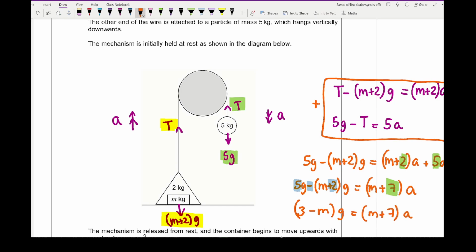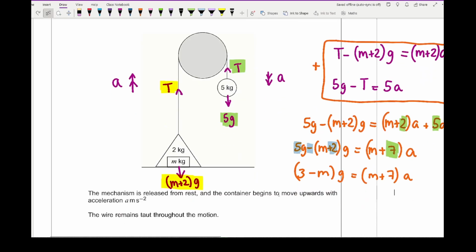And our last step is to rearrange to make a the subject. So it asks us to make a the subject. So we can have 3 minus m lots of g divided by m plus 7, and that's equal to a, as it's asked us to do.